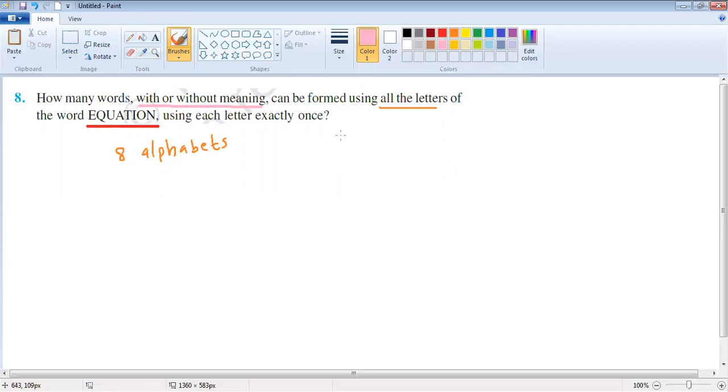So simply 8P8. That is nothing but 8 factorial divided by 8 minus 8, 0 factorial. 0 factorial is 1, so it is 8 factorial divided by 1, which is equal to 8 factorial. And the value of 8 factorial we already found, it is 40320. Otherwise you have to multiply and find the answer. 40320.